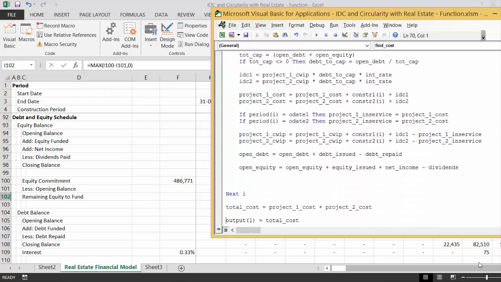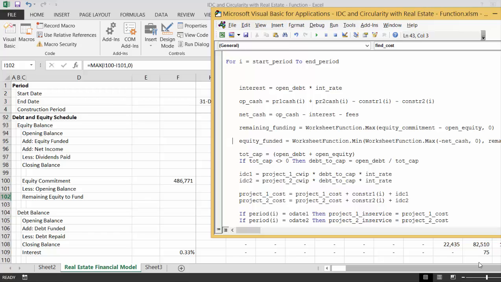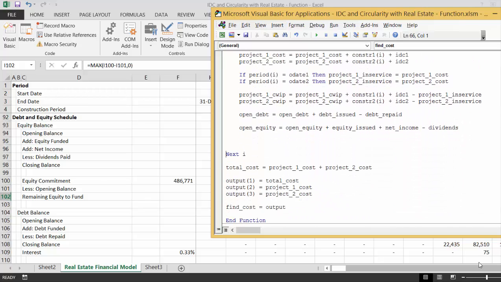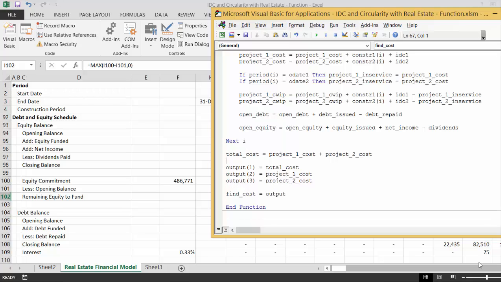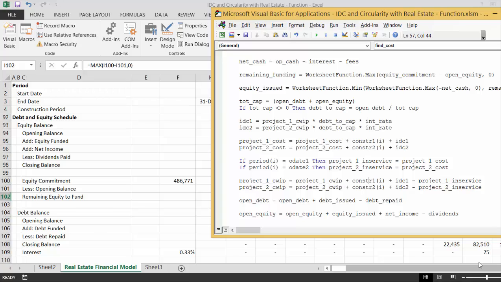Okay, so we've got the first part finished, and then the problem is this is the equity issued, not funded. Now the equity commitment is down here. It is equal to the total cost times the equity percent. And I hope I put the total cost the same.